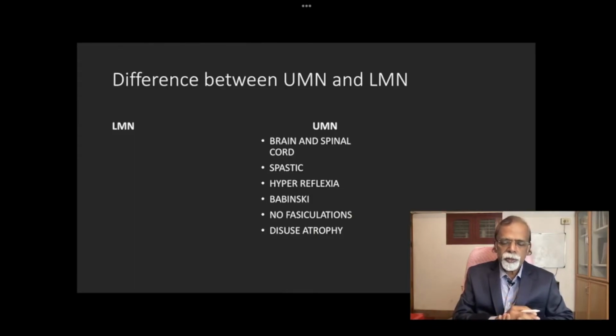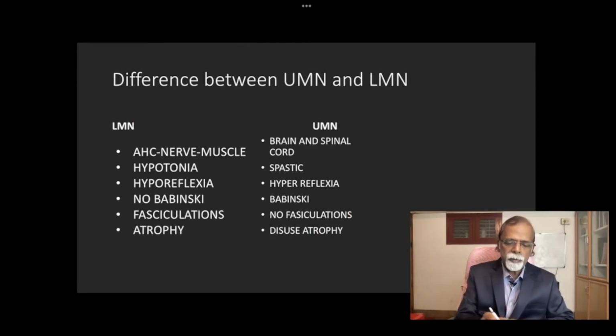In the last session we discussed the difference between LMN and UMN lesions. To recap again, the LMN lesions are in the anterior horn cell, the nerve or muscles. The UMN lesions are in the brain or spinal cord. In LMN lesions there is hypotonia, hyporeflexia, no Babinski sign, fasciculations and muscle atrophy. These are the cardinal features of the LMN lesion. In the UMN lesion, exact opposite, you get spasticity, hyperreflexia, the Babinski sign or extensor plantar, and no fasciculations. Sometimes you may get dystonia and disuse atrophy, but no significant wasting.